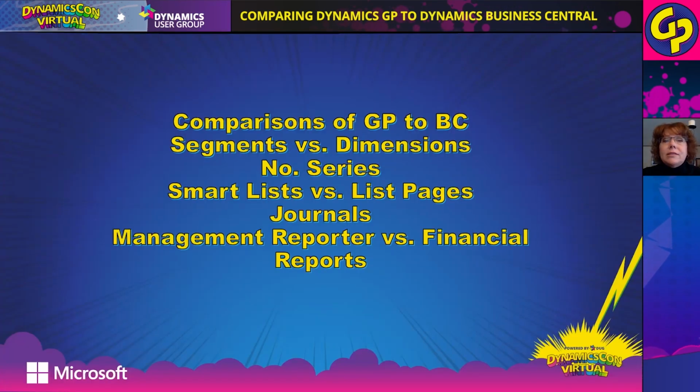This morning's topics are going to be on segments versus dimensions, number series, smart lists versus list pages, looking at journals, and then looking at management reporter versus financial reports. This session is really designed to give you a comparison of Dynamics GP and answer some questions as to the functionality in Dynamics Business Central if you're looking to move to Business Central.